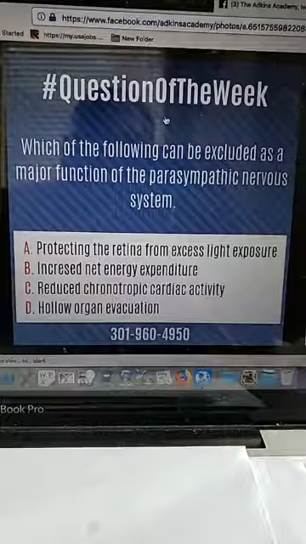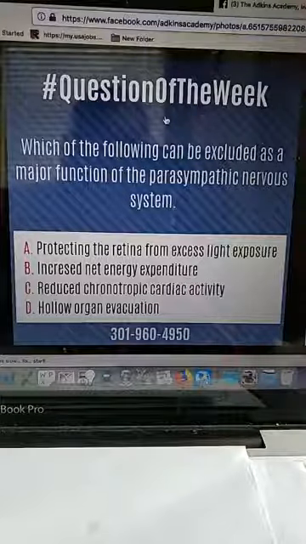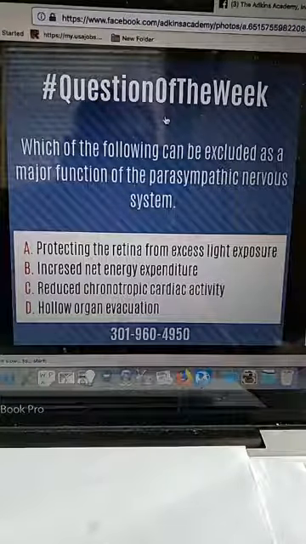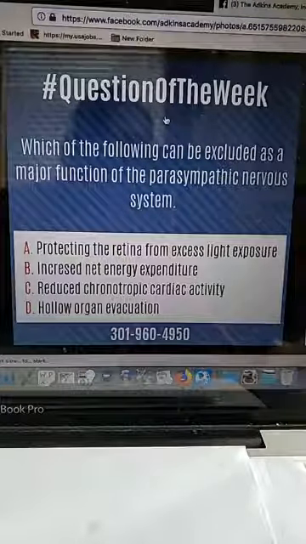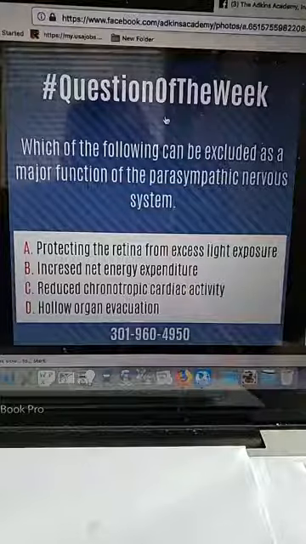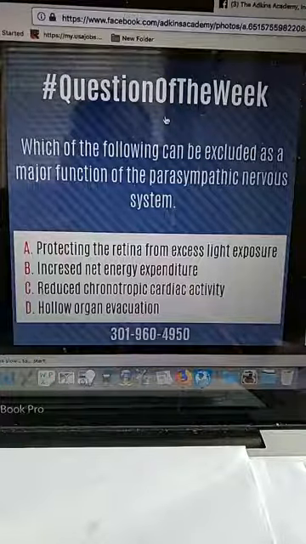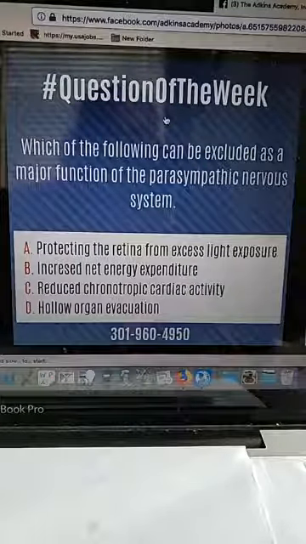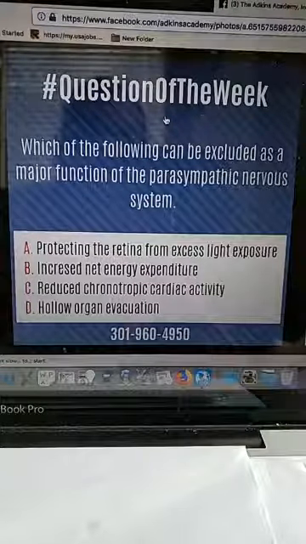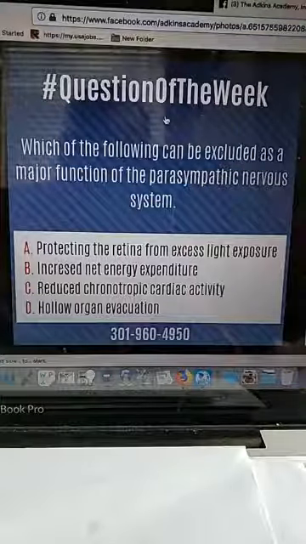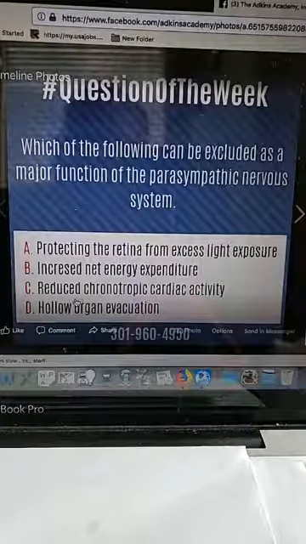Okay, and so an increase in net energy expenditure. There wouldn't be an increase in net energy expenditure, but instead there should be a replenishing of the energy, right? And so an increase in net energy gain and an increase in net energy restoration, right? And so we're going to definitely protect the retina from excess light exposure by decreasing the size of the pupil, so pupillary constriction. Okay, and so again, that's just part of putting it all together. But certainly the correct answer here is going to be B, right?